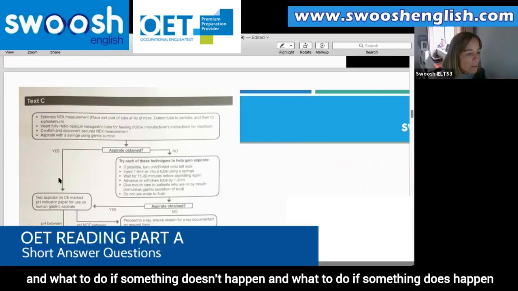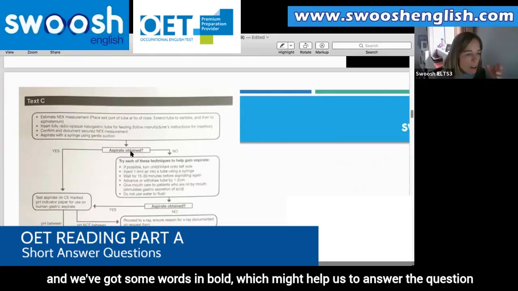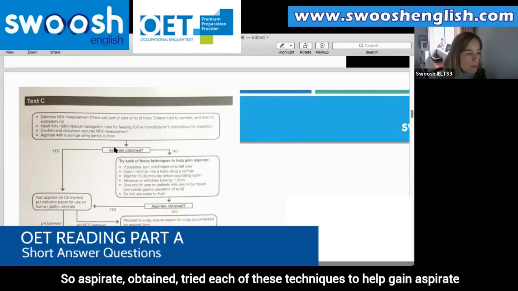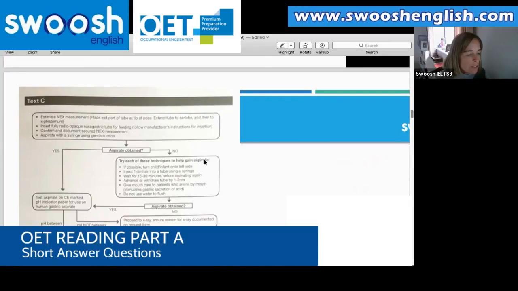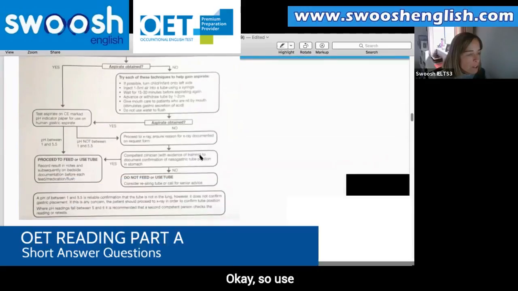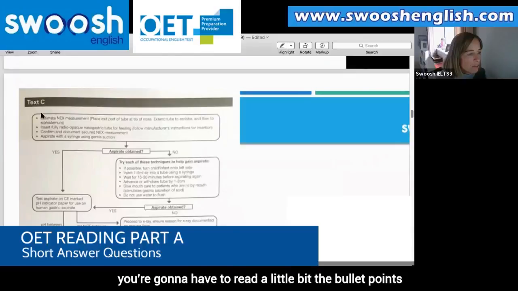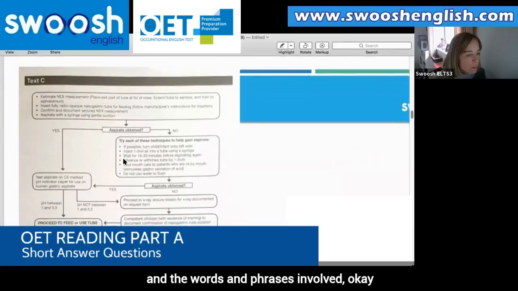what to do if something does happen. And we've got some words in bold which might help us to answer the questions. So aspirate, obtained, try each of these techniques to help gain aspirate, etc. Okay, so if you have this kind of text, you're going to have to read a little bit the bullet points and the words and phrases in bold, okay?